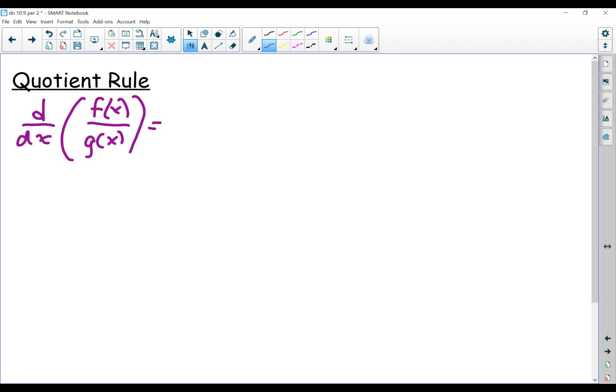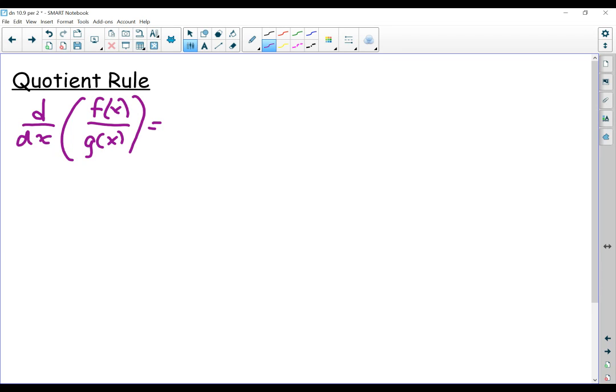If I wanted to take the derivative, when you're doing the quotient rule, I need you to channel your inner Drake. Drake sings, 'Started from the bottom, now we're here.' The quotient rule always starts with the bottom function.